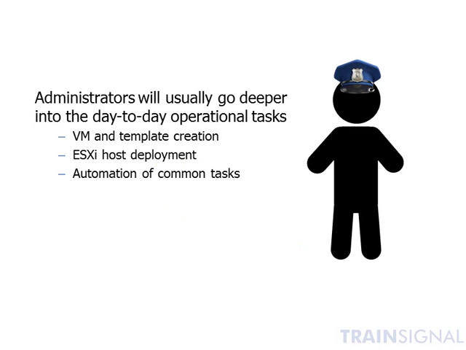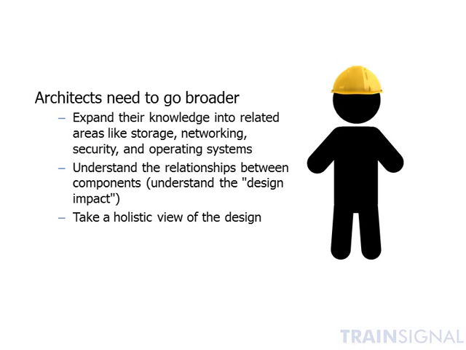As you can see then, administrators are typically going to go deeper in the day-to-day operational tasks. This includes things like creating virtual machines, creating templates, deploying ESXi hosts in the environment, automating common tasks, and streamlining operational responsibilities. Architects, on the other hand, need to look at a broader vision. Architects need to expand their knowledge into related areas like storage, networking, security, and operating systems. They need to understand the relationships between these components. You'll see me refer to this as the design impact throughout this course, understanding the relationships between these components and understanding the impact that changing one component has on another component.